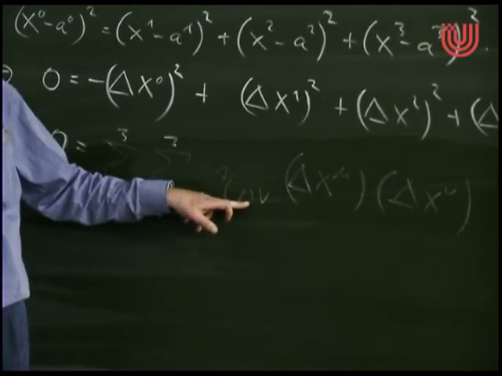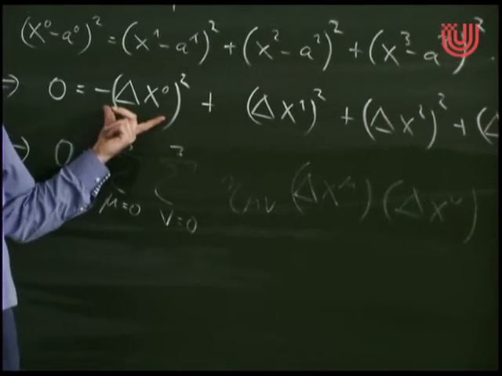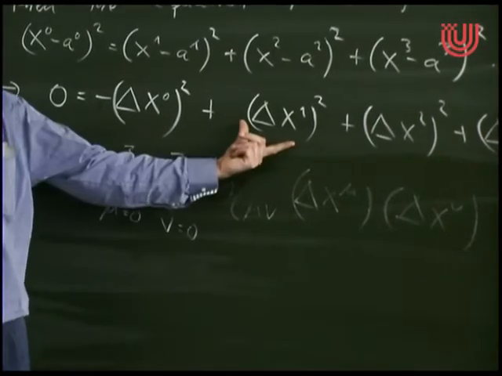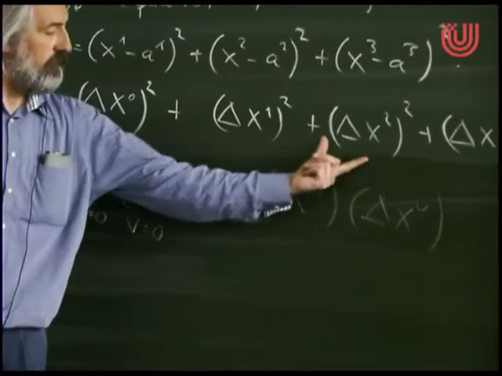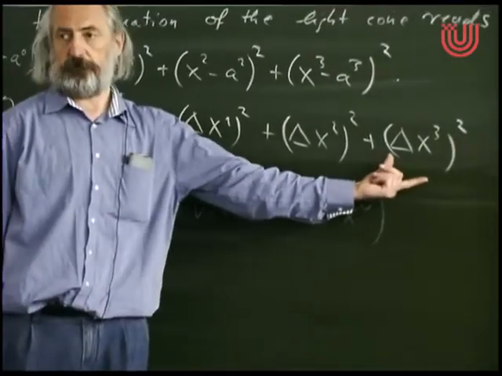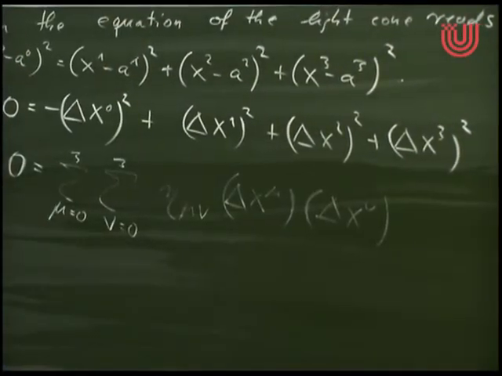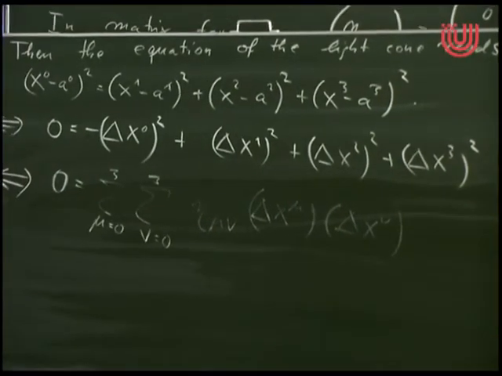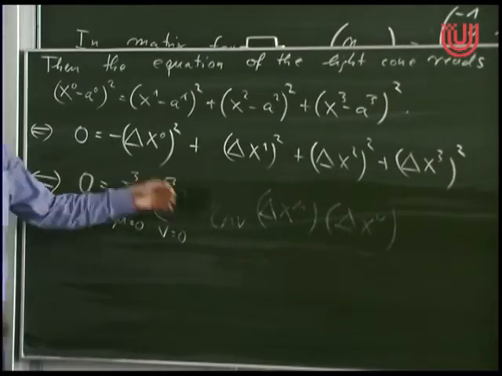When both are 0, I get a minus sign here. Aha, that's this term. When both are 1, I get this term. When both are 2, I get this term. And when both are 3, I get this term. So it's indeed the same thing. So that's the way in which the equation of the light cone can be written with this eta symbol.